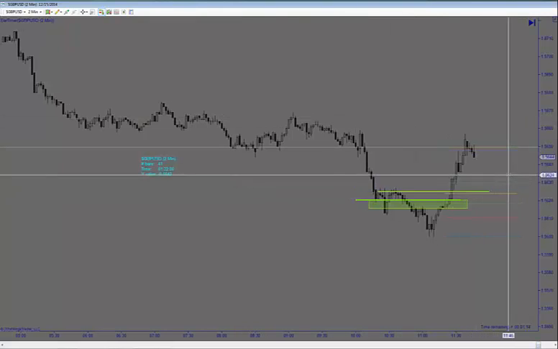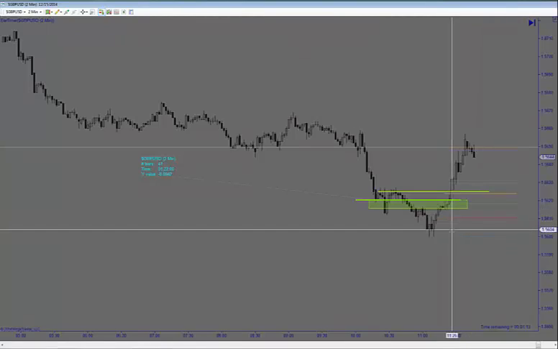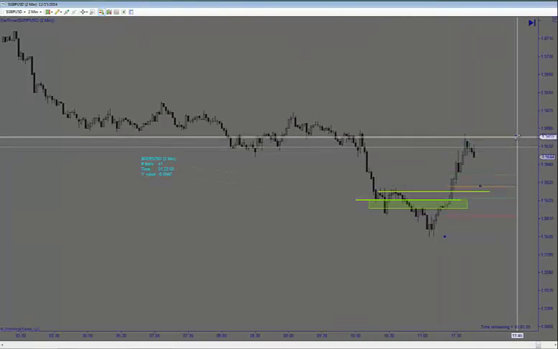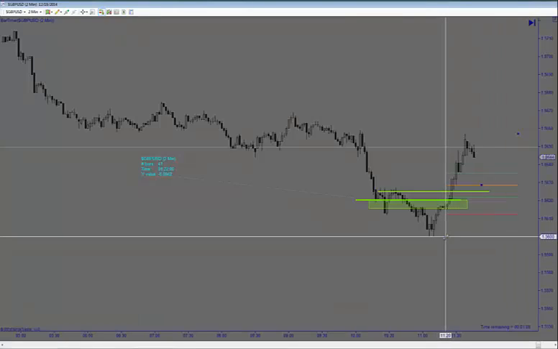Okay, so now because of that, we should be looking for what? Longs or shorts? Anybody want to guess? I hope you're not guessing. I hope you know.